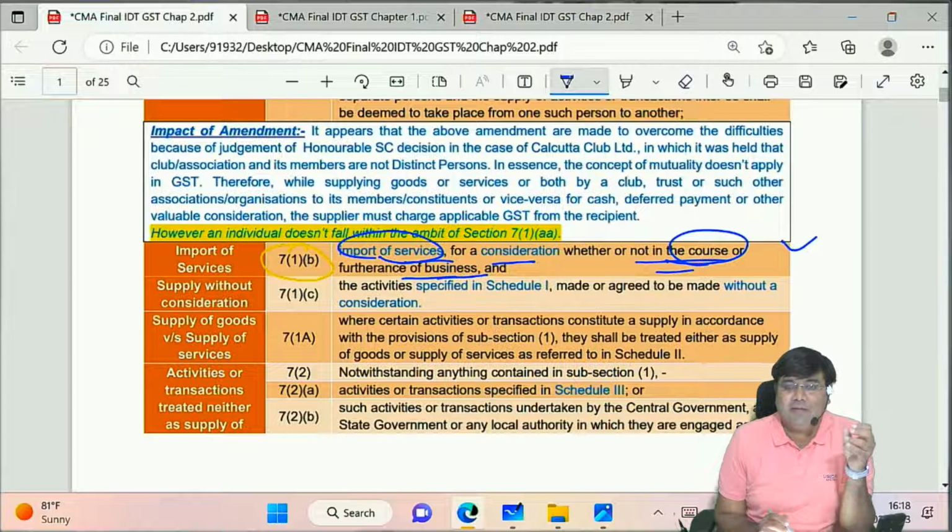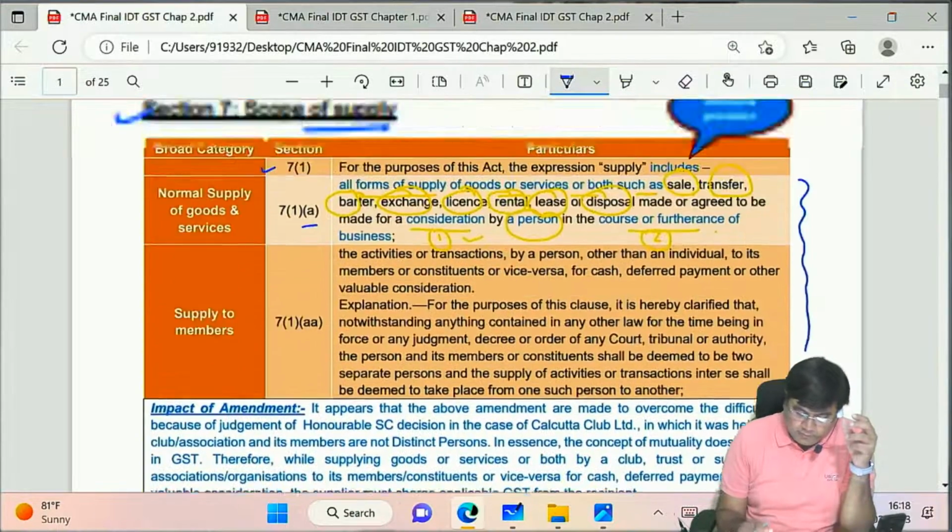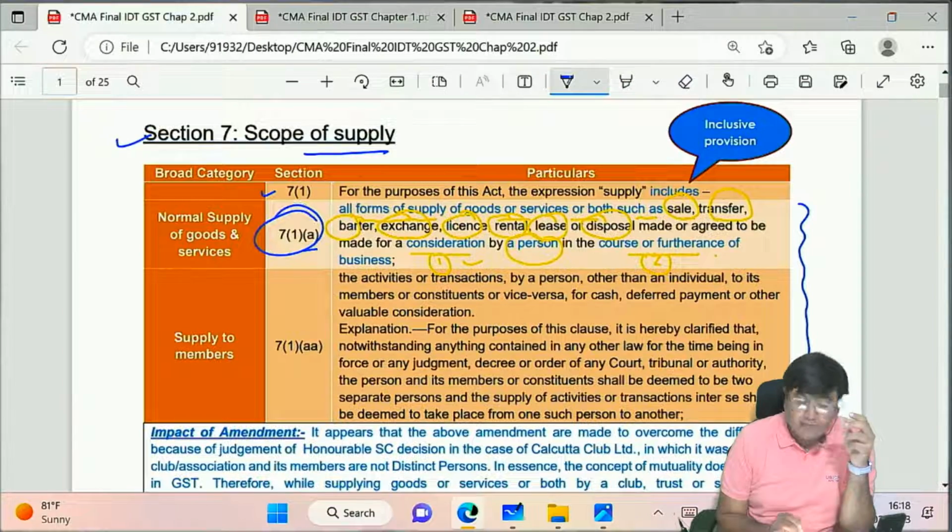Okay, for consideration. But then it may include business. It is not the business, but let's say it is vocation. So then it is subject to GST. Why? It is going to be covered under section 7 subsection 1 clause A.